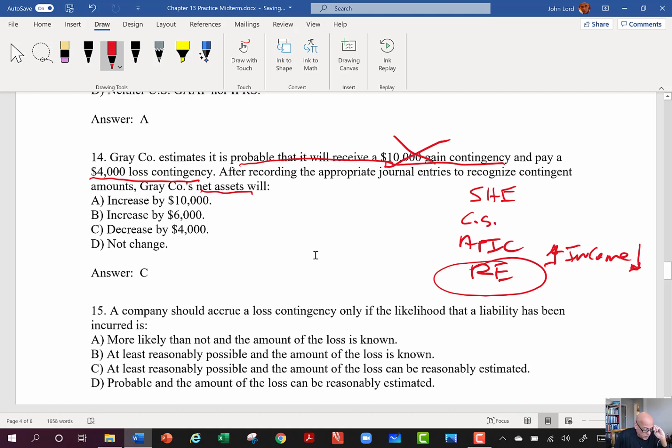Loss, we do what? It is probable that they will pay a $4,000 loss contingency. Well, now I'm going to book that loss for $4,000. I'm going to debit loss and credit contingent liability. I have to book that because it is probable and estimable, and they told me the amount, so that makes it estimable. So what happens? That's going to decrease my net income, thus decrease my retained earnings, thus decrease my net assets by $4,000.